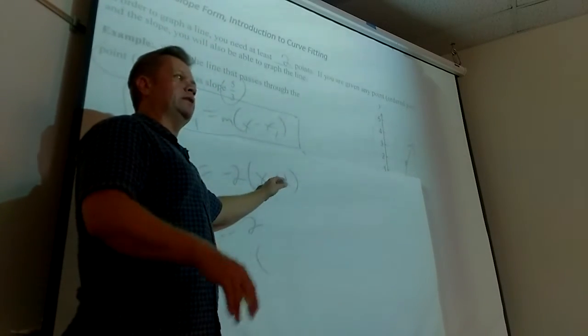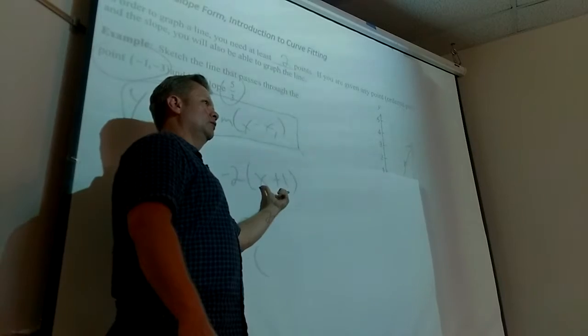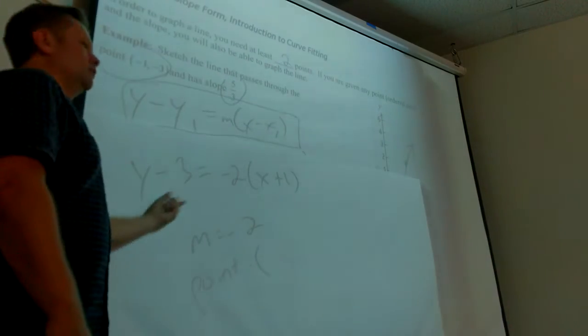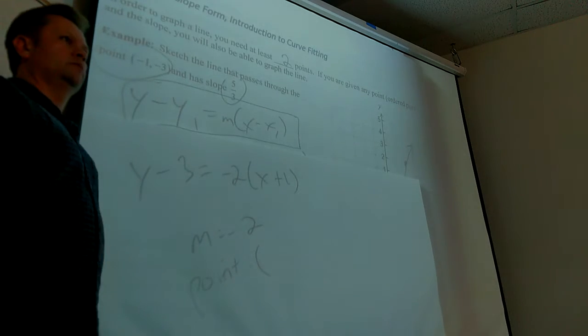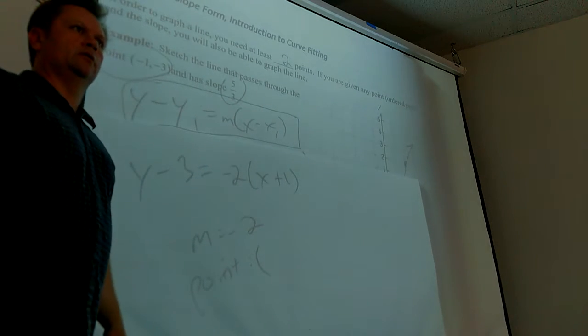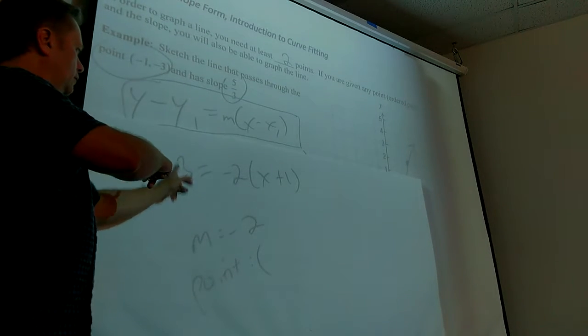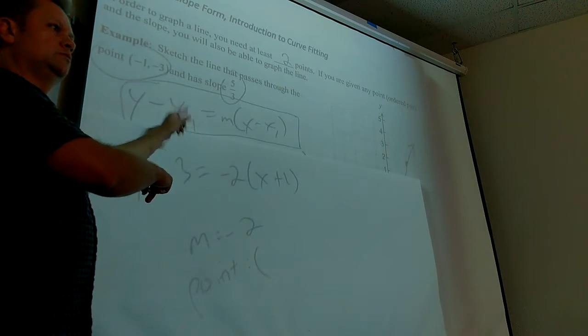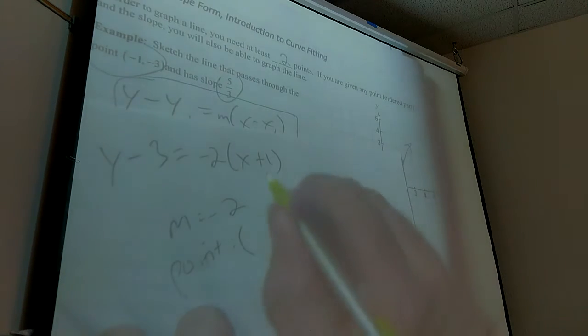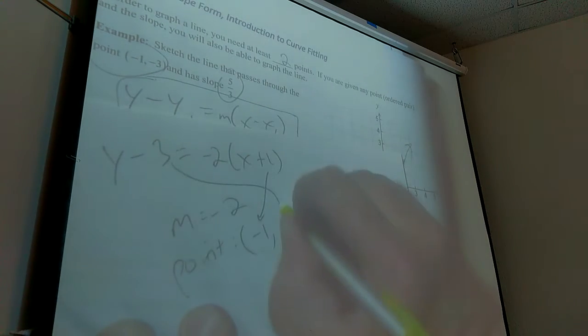Look at a real quick way to see it. What makes this 0? What makes this 0? -1. What makes this 0? 3. So -1, 3. That's the point it goes through. That's another reason why we leave that y1 here. Right? So it goes through the point -1, 3.